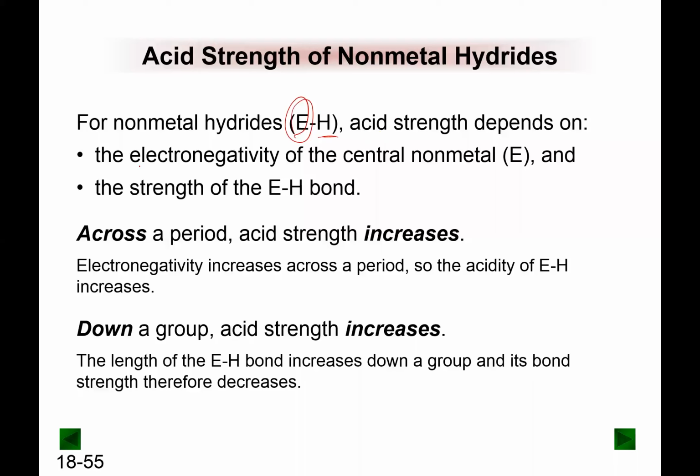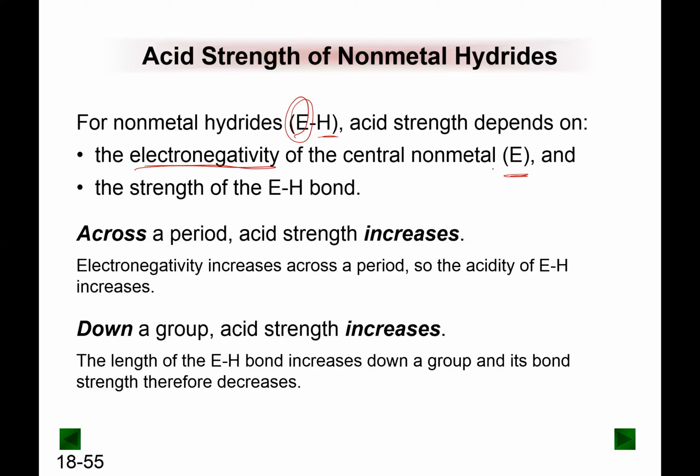First of those is the electronegativity of the nonmetal, E. And of course, we know as you go across the period, the electronegativity increases. So fluorine has the highest electronegativity, oxygen is next, and it goes down. And so what we find is that the acid strength of HF is greater than the acid strength of H2O, which would be the oxygen hydride.